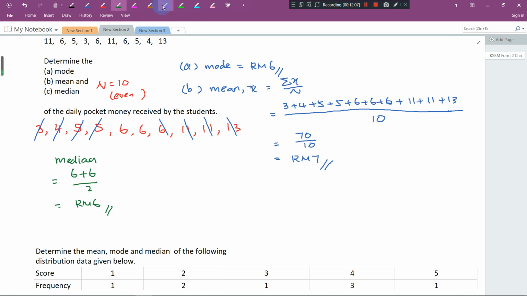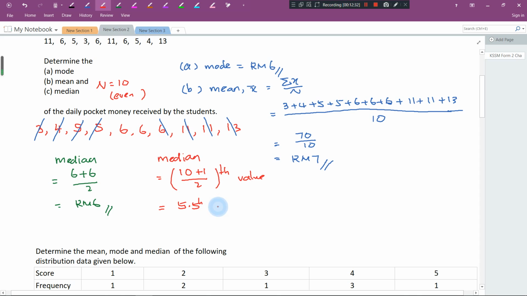So another way of getting the median is we use a formula to help us to get the position of the median. So the number of data is 10. I take 10 plus 1 divided by 2. 10 plus 1 is 11. 11 divided by 2 is 5.5. Oh, 5.5.